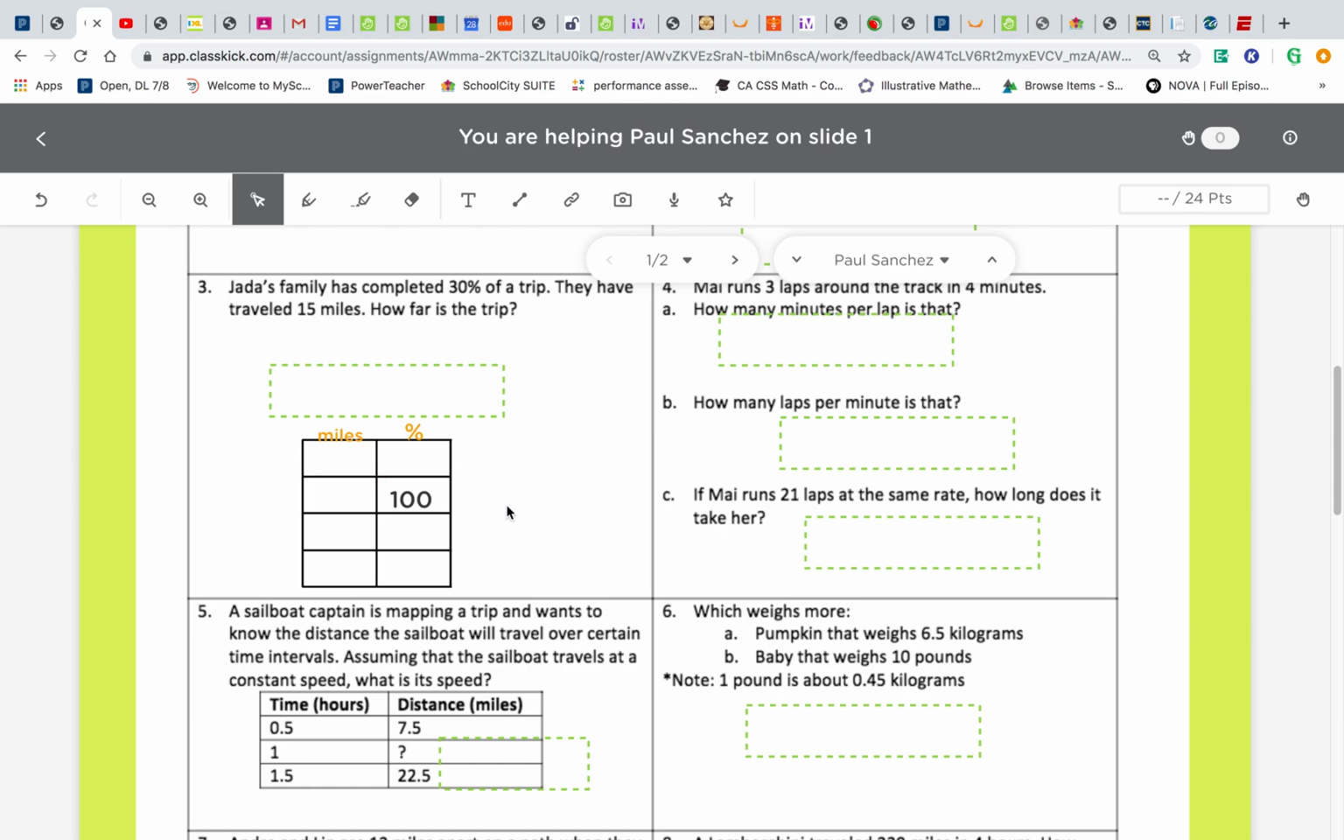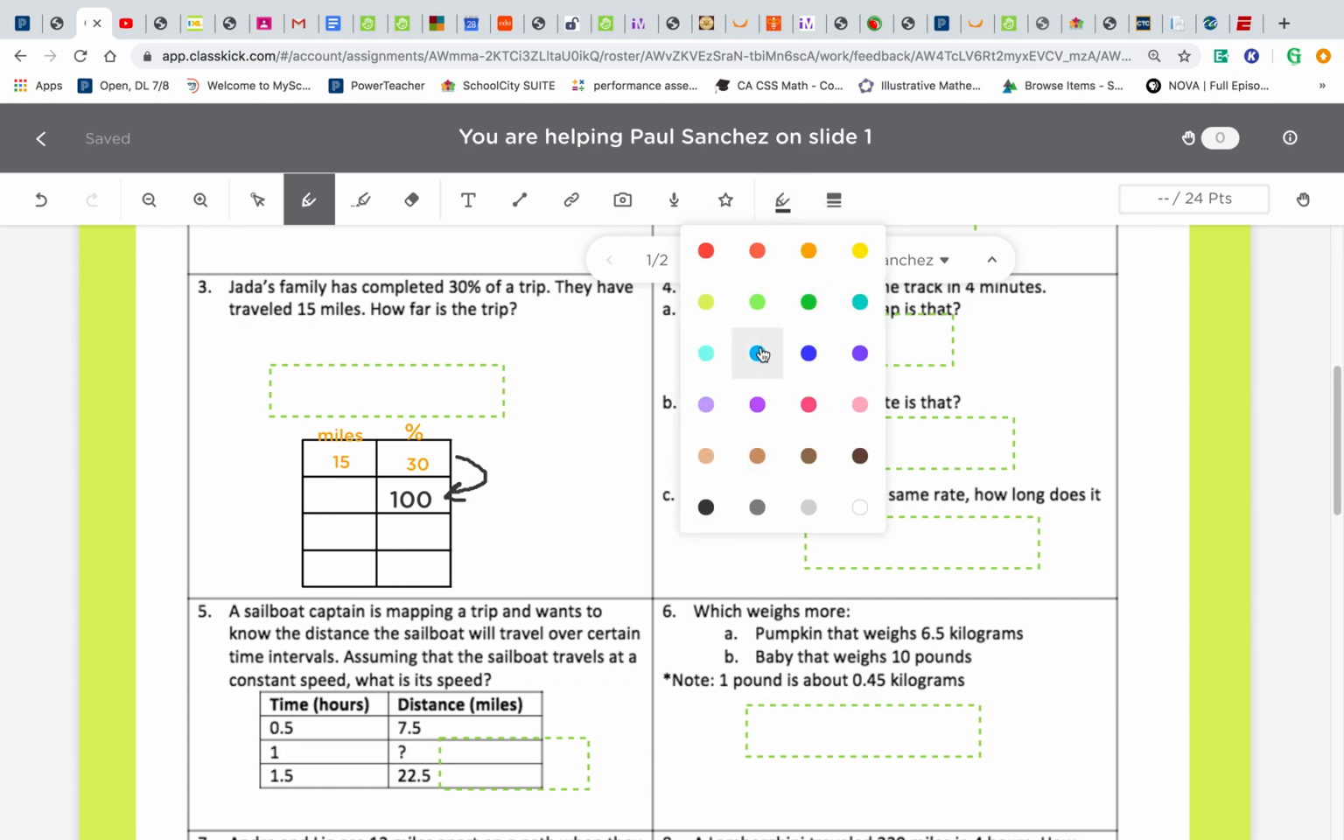Okay, and let's see here. We want to find out how far the trip is. Well, we know this much right now. We know that they've gone 15 miles. So we can fill in 15 miles. And we know that that is 30% of the trip. So we can come in here and say, okay, this is 30% of the trip. So we want to talk about going from 30% of the trip, which we know about, to 100%, which we don't yet know about.